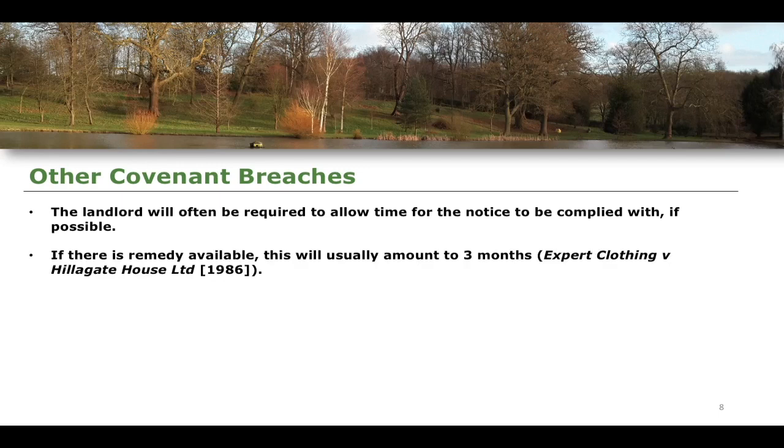If there is an available remedy, then this will usually amount to 3 months' notice. So 3 months' time, at least, is allowed for that notice to be complied with. Quite a significant amount. And this has in fact been confirmed in the case of Expert Clothing and Hillgate House Limited from 1986. If there is not a remedy, then you may have a compliance requirement of 14 days, as per Scala House & District Property Co v Forbes from 1974.